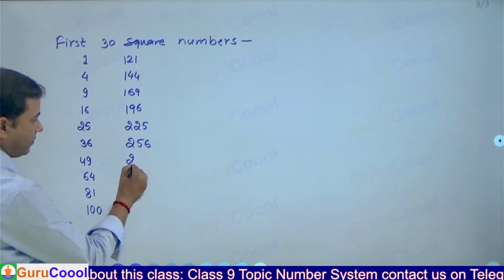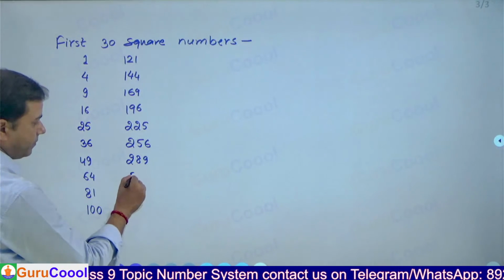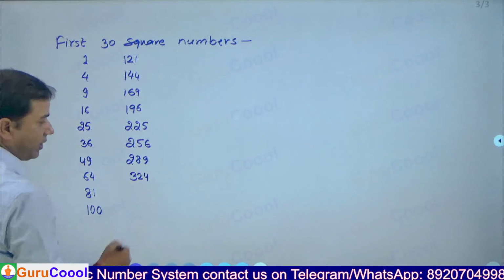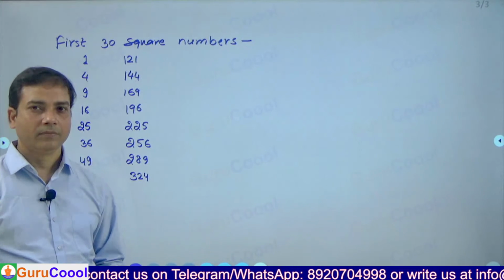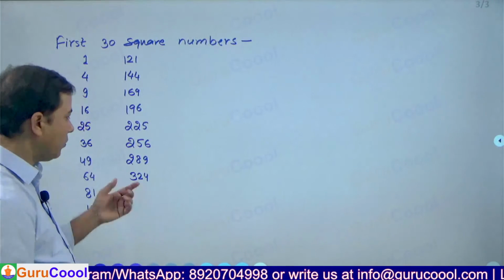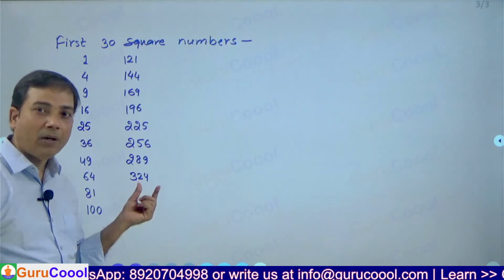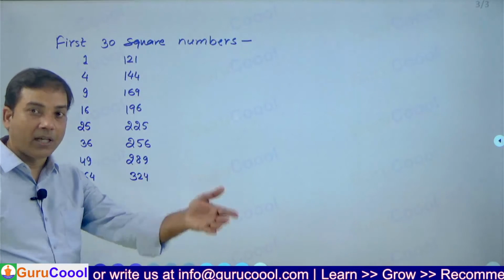17 square, 18 square. Can anyone tell me what is 19 square? No. 19 square, that's wrong. How can it be lesser than that? How can it be lesser than 18 square, David? 19 square must be greater than 18 square.